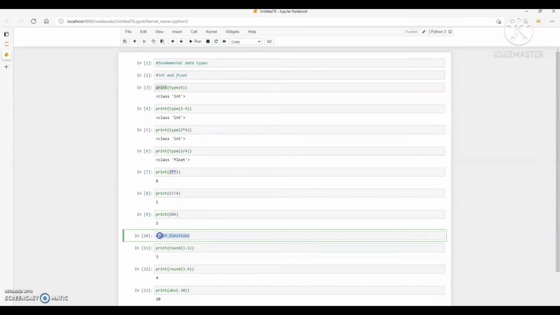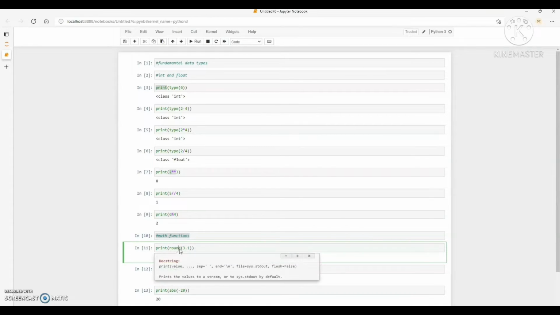So this is a print function, this is a type function, but there is a specific math function such as round. Now you can comment this out. Well, I get 3 because I'm rounding down the number. So let's say if it was 3.9, I click and I get 4 again. I'm rounding the number.